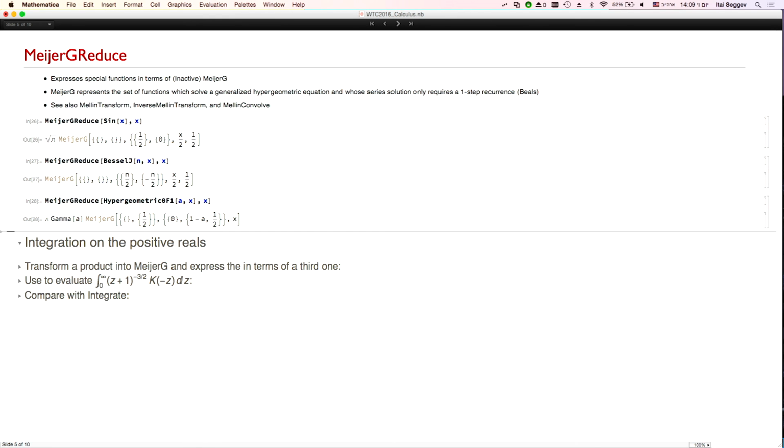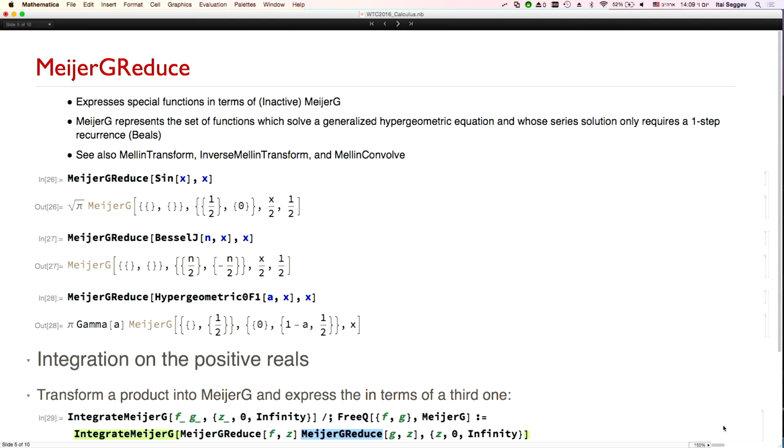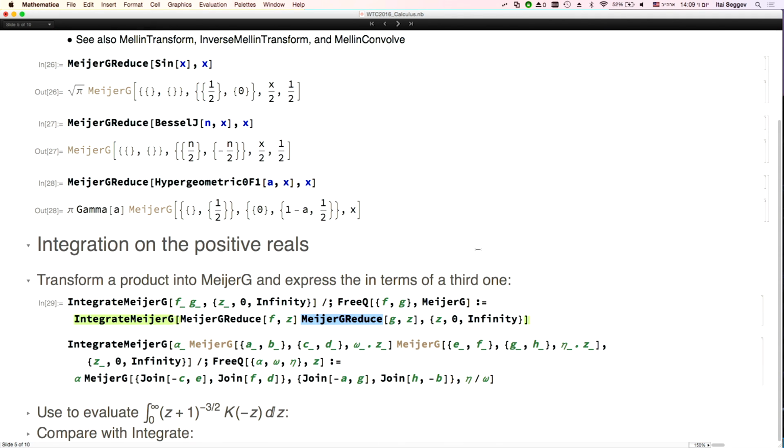So this is fairly abstract stuff, but a nice application of that is integration over the reals. If we have a product of two functions, we might try to re-express both of them in terms of MeijerG. And the reason for that is, and that looks a little small to me. Should I, oh, I know, because I crashed my magnification. I didn't restore the magnification. That looks better.